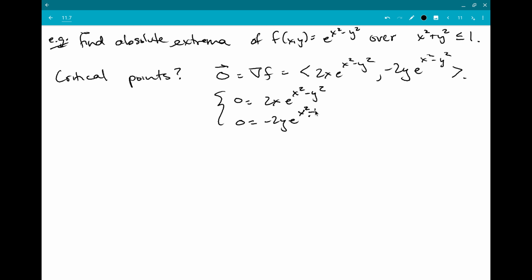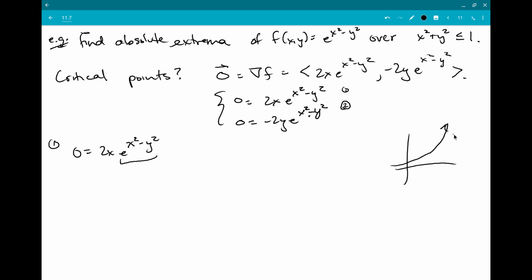Oops, minus y squared. Okay. And these look about the same to me, so I'll just go in the order that they show up. 0 equal to 2x e to the x squared minus y squared. Something that I have to know is that exponentials are always bigger than 0.